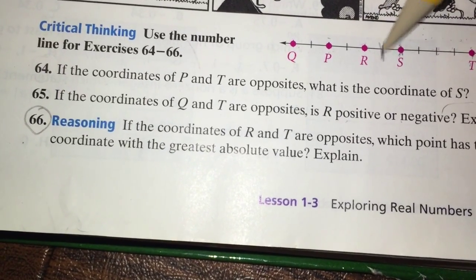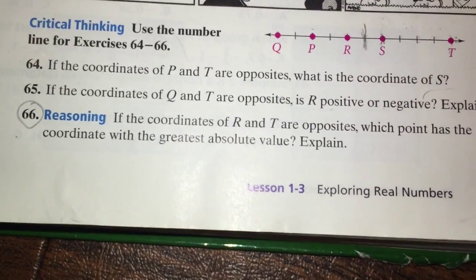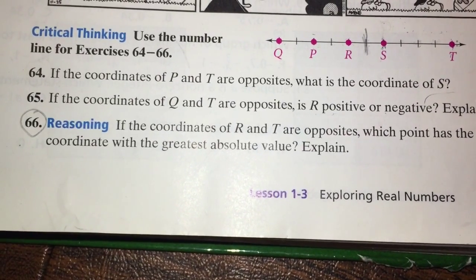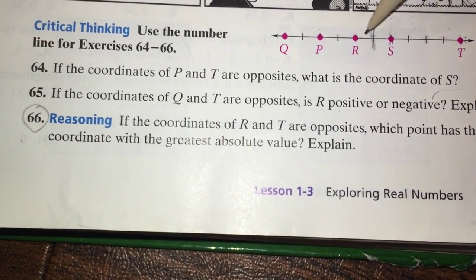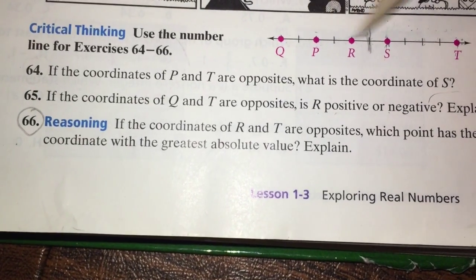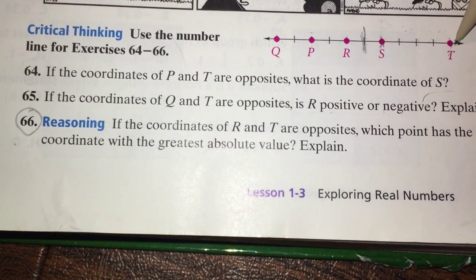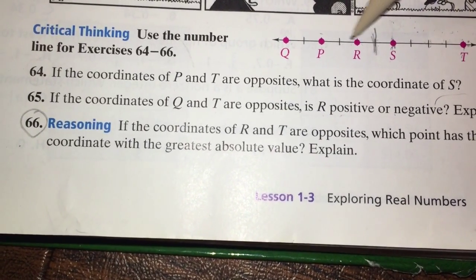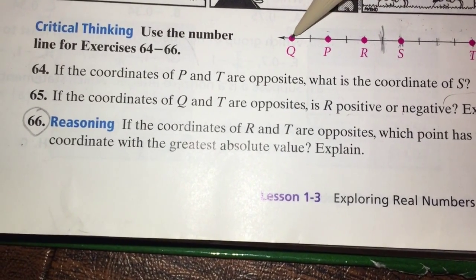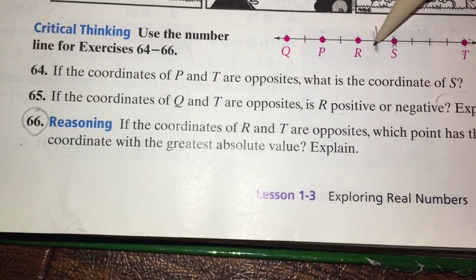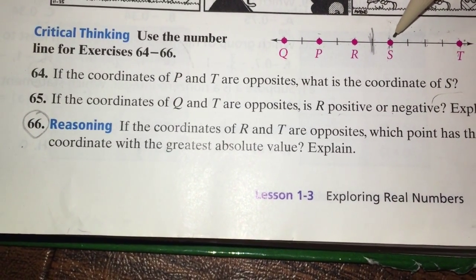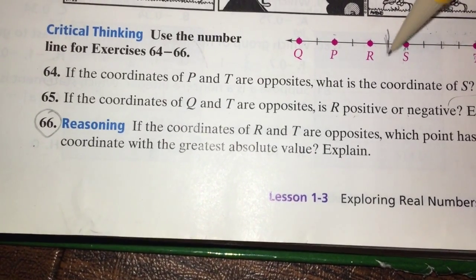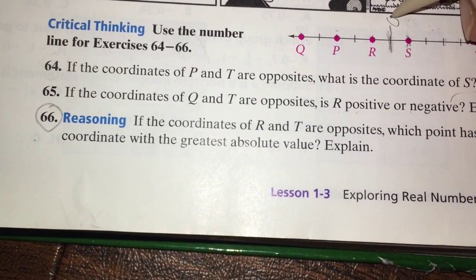5 is 0. Why? Because the question states that Q and T are opposites. When Q and T are opposites, Q and T are the same distance from 0. So if this is 0, 1, 2, 3, 4, 5, this is 5 units from 0. So let's count this one. 1, 2, 3, 4, 5. This is also 5 units from 0, meaning this is 0.